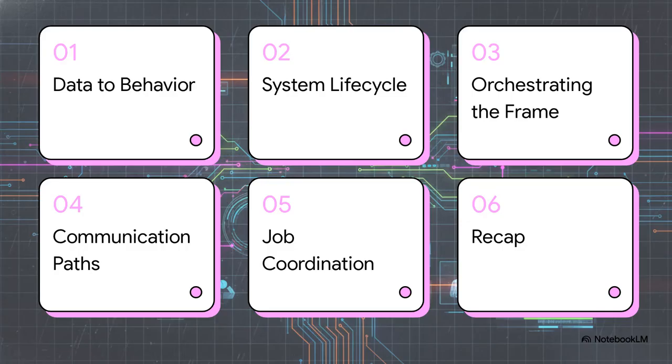So here's our roadmap. We're going to start with the basics. What exactly is a system? Then we'll look at their life cycle, how the engine manages to orchestrate all of them frame by frame, and the different ways they can communicate. We'll even get into some really cool, advanced stuff for coordinating complex work before we wrap it all up. Sound good? Let's jump in.